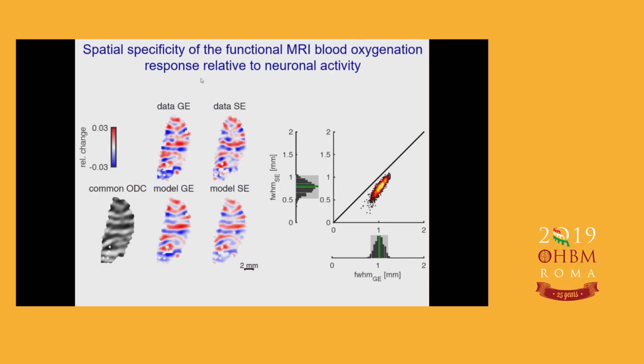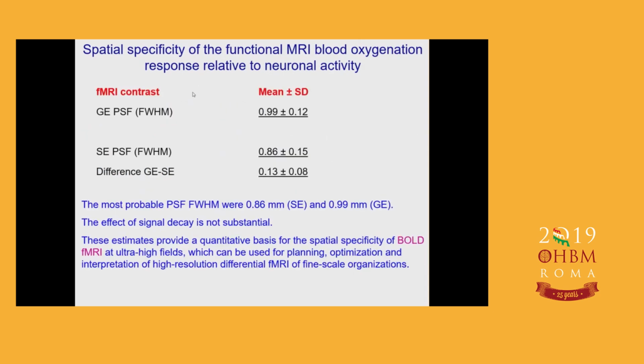Okay, so these are the probability density functions that we estimate. For gradient echo, the point spread function full width at half max is 0.99 millimeter, and for spin echo, not much narrower, 0.86.